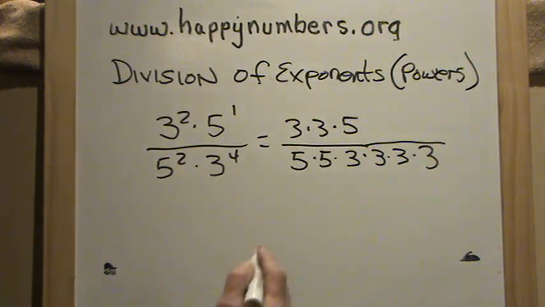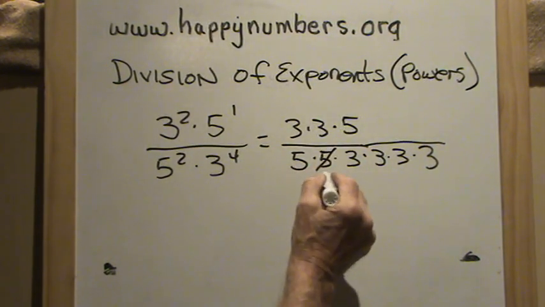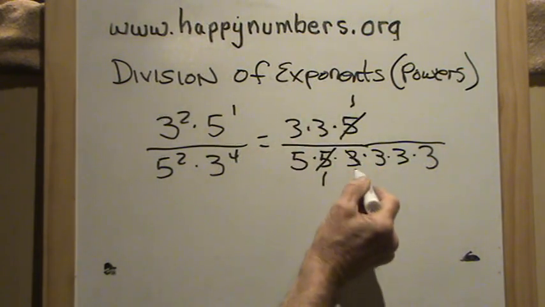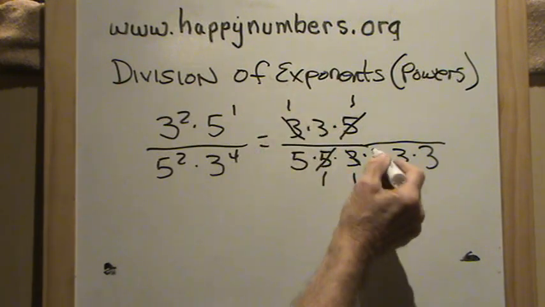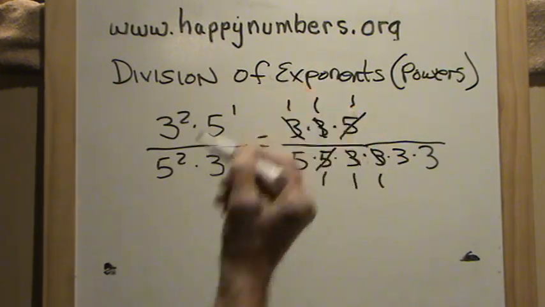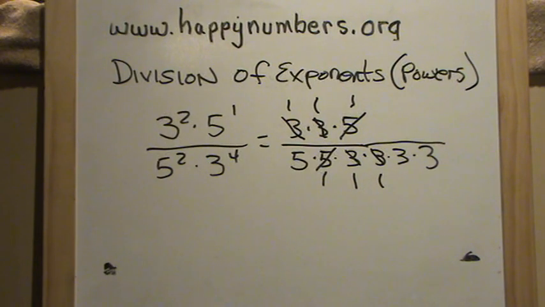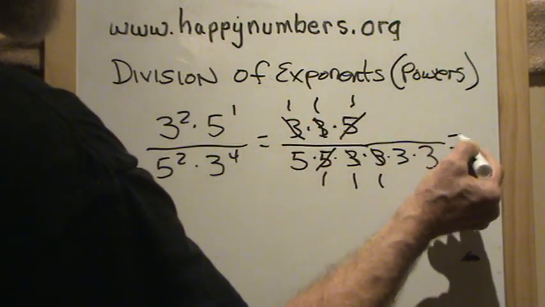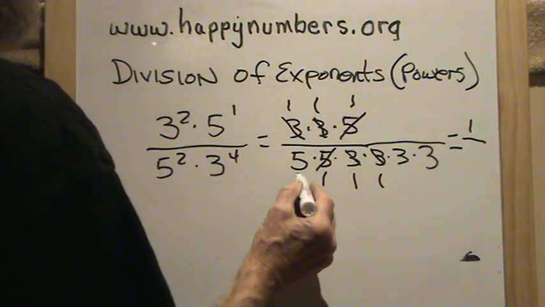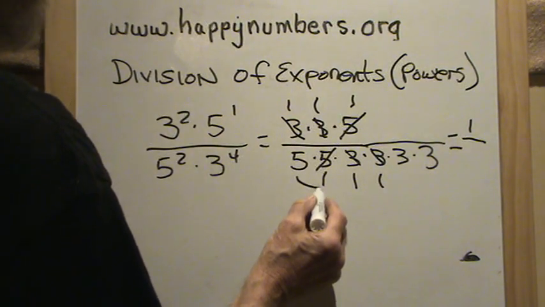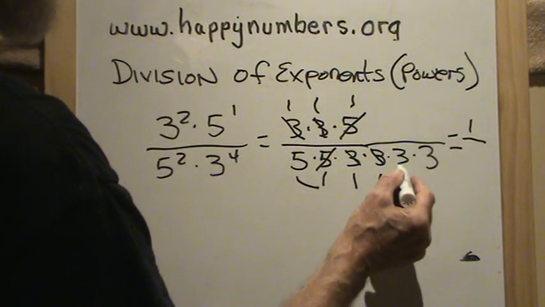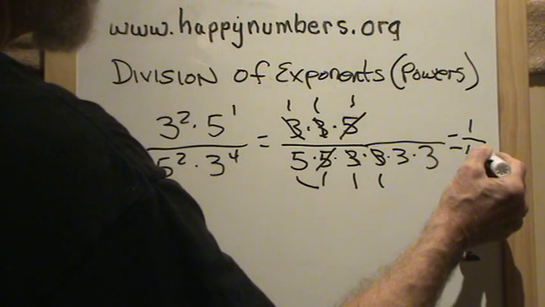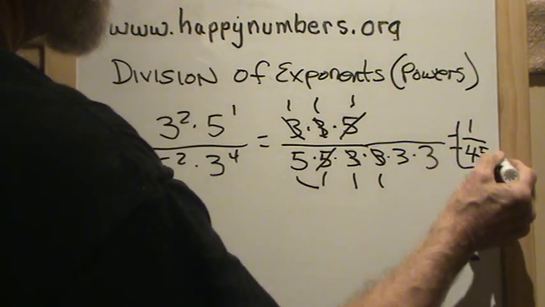Well, now we can cancel out some things. 5 will go into 5 one time, 5 will go into 5 one time. 3 will go into 3 one time, 3 goes into 3 one time, 3 goes into 3 one time, 3 goes into 3 one time. Well, now we're done canceling, so now we multiply. 1 times 1 times 1 is 1. 5 times 1 is 5, times 1 is 5, times 1 is 5. So 5 times 3 is 15. 15 times 3, 45. And that's our answer.